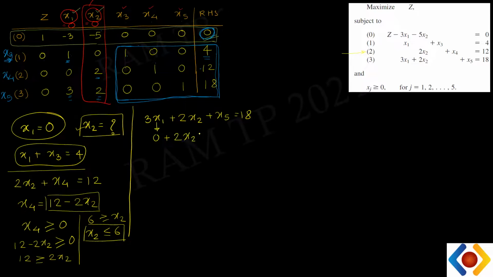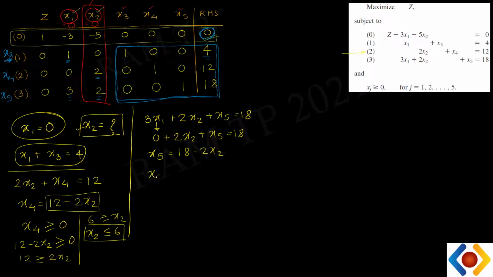So this equation becomes 0 plus 2x2 plus x5 is equal to 18. What I'm going to do is keep x5 on the left side and move everything else to the right hand side. So this is 0, I don't care about that. x5 is equal to 18 minus 2x2. Is the non-negativity constraint applicable to x5? Yes. The answer is yes.